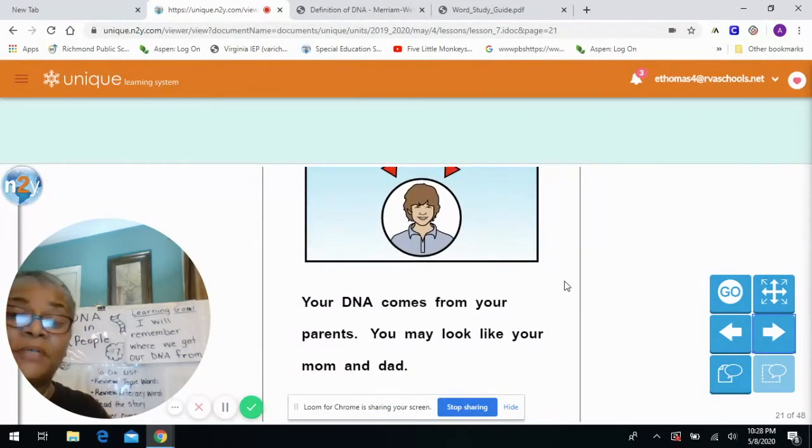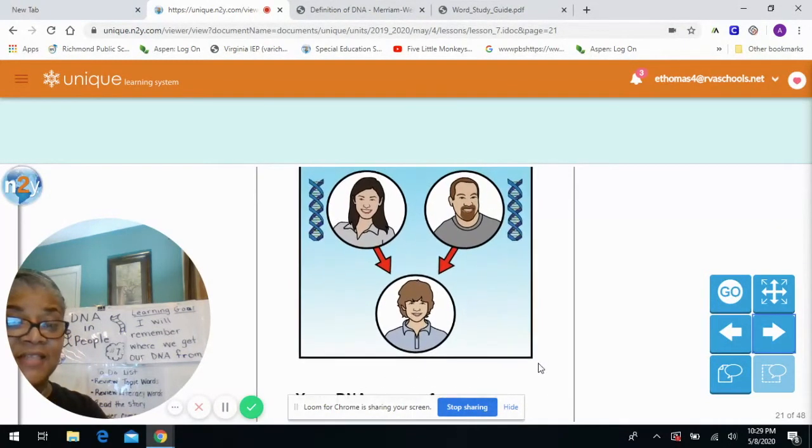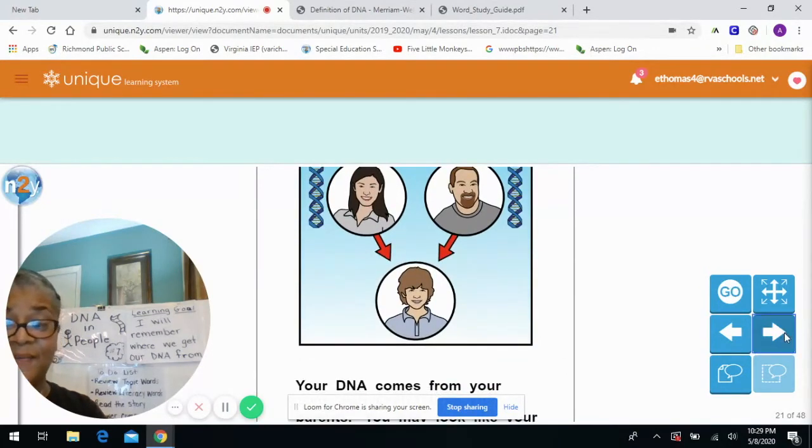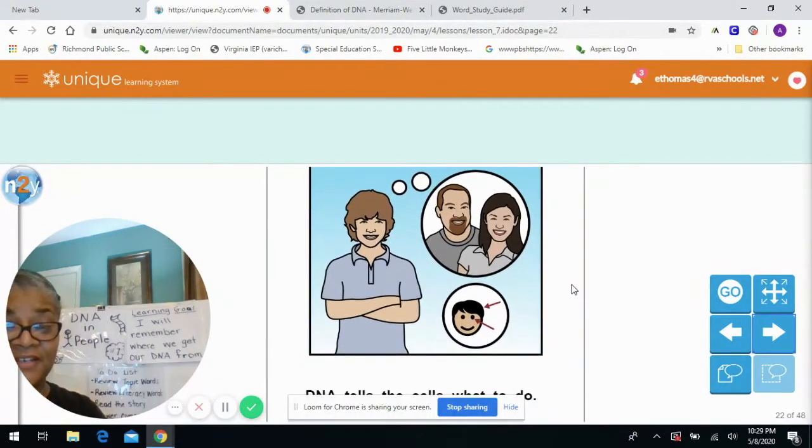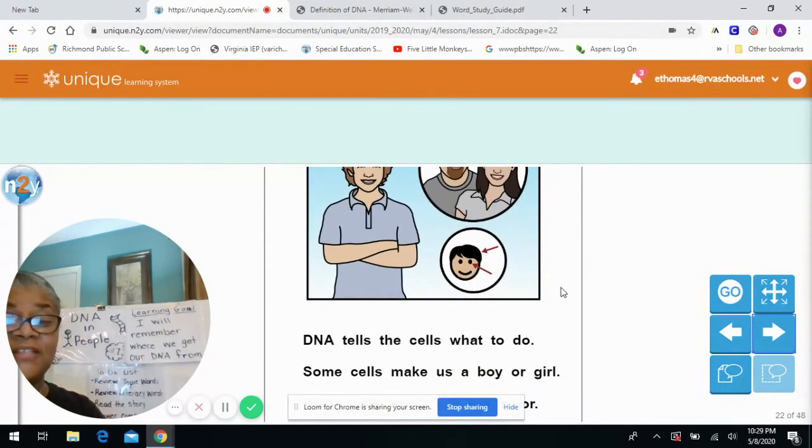Now I have to make my book large so I can see it. Your DNA comes from your parents. You may look like your mom and dad. Then who does Todd look like? He looks like his dad. Very good. You all have your own traits.